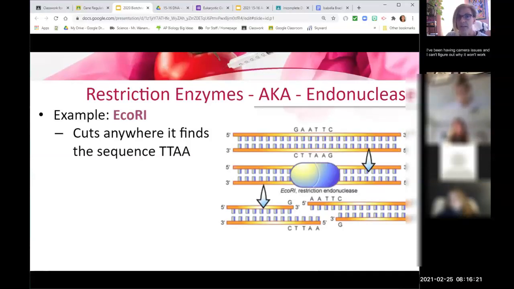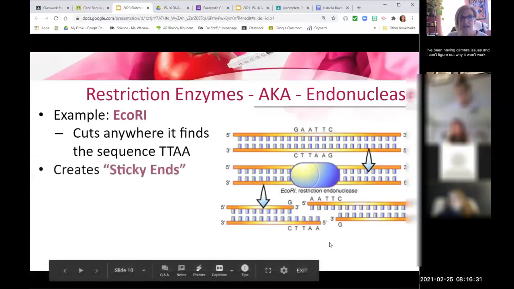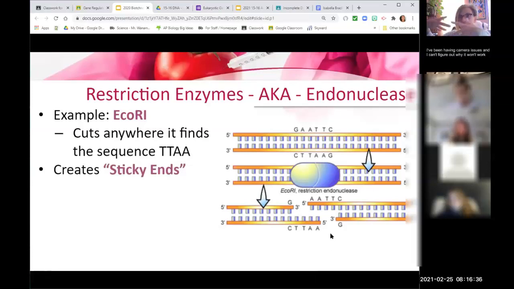And remember, we read 3 to 5. So TTAA, it will cleave after that A. So that's where the restriction enzyme makes its cut. You can see here. Notice this is a jagged cut. We call that sticky ends. You need sticky ends if you're going to be able to seal two pieces of DNA together.